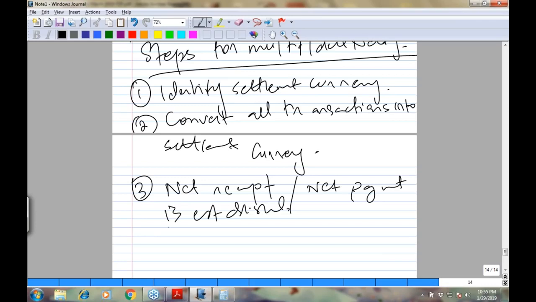I'm going to repeat it again. Multilateral netting is when multiple companies agree that they are going to settle on a net basis. So how do we go about it? First, you identify the settlement currency. Once you have identified it, you convert all the transactions into the settlement currency. Then a net receipt or net payment is established.